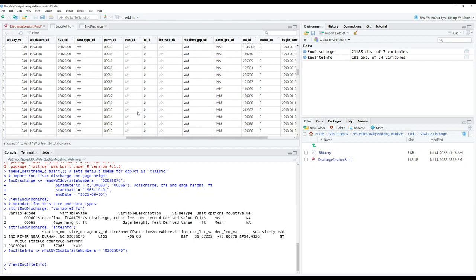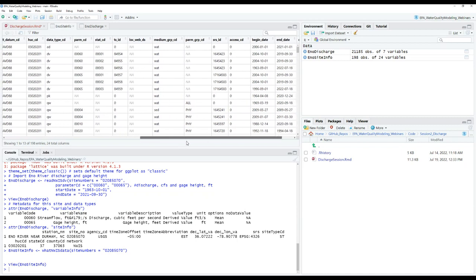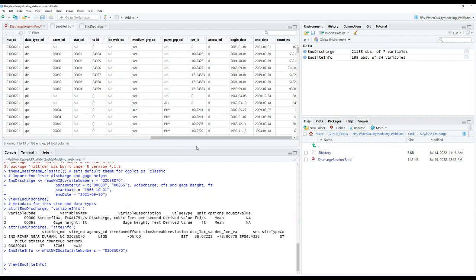So all sorts of things, and just noticing here that we have a lot of different information that we could access, not just discharge and stage, but other parameters as well if we wanted to. We won't be diving into that today, but just so everybody's aware that those are some useful sleuthing that you can do for these individual sites.